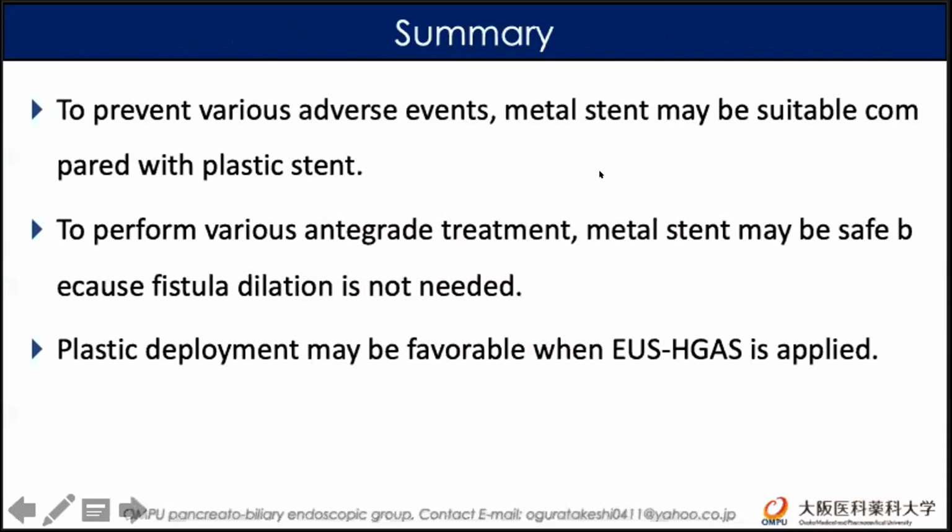In short summary, to prevent various adverse events, metal stent may be suitable compared with plastic stent. To perform various antegrade treatment, metal stent may be safe because tract dilation is not needed. Plastic stent deployment may be favorable when EUS-guided hepaticogastrostomy combined with antegrade stenting is applied.